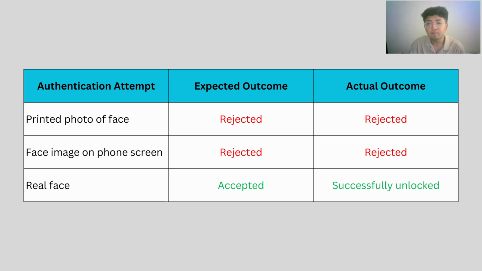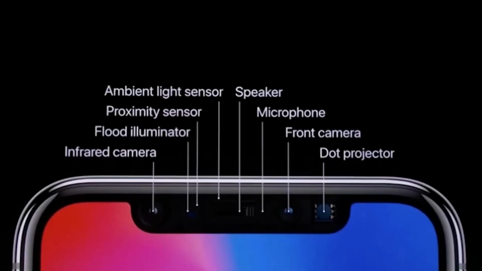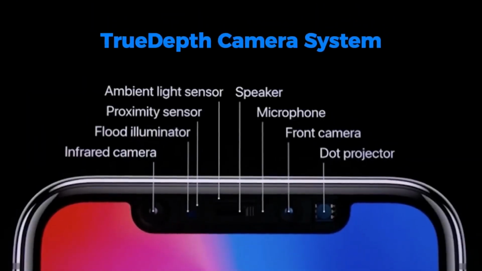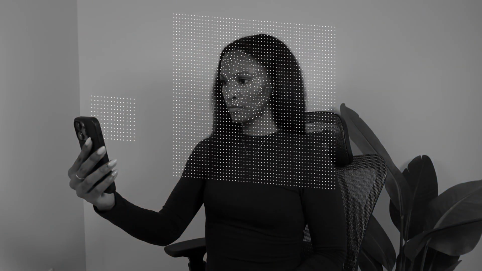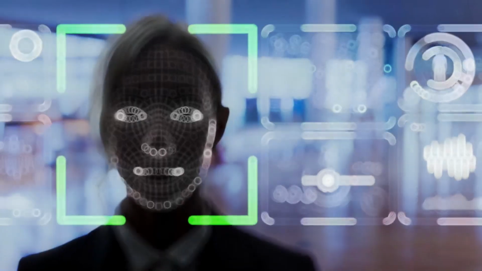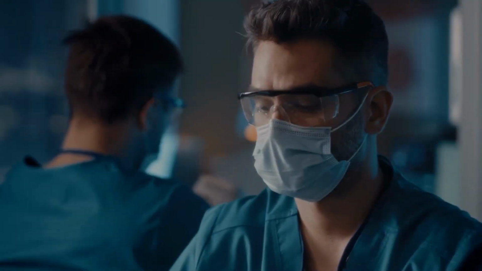The rejection of both printed photo and screen-based spoofing attempts can be explained by the technical design of Face ID. Modern smartphone face recognition systems do not rely on a standard two-dimensional image. Instead, they use a combination of infrared imaging, depth sensing, and machine learning algorithms to authenticate a user. During face registration, an infrared emitter projects multiple infrared patterns onto the user's face. An infrared camera then captures how these patterns interact with the facial surface, allowing the system to construct a three-dimensional depth map of the face.